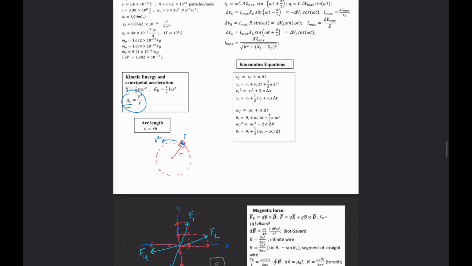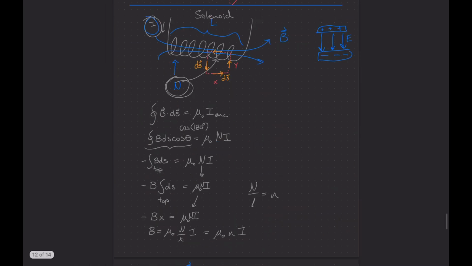So this acceleration is very useful when you do problems. So I'll actually show you guys a problem related to this unit.